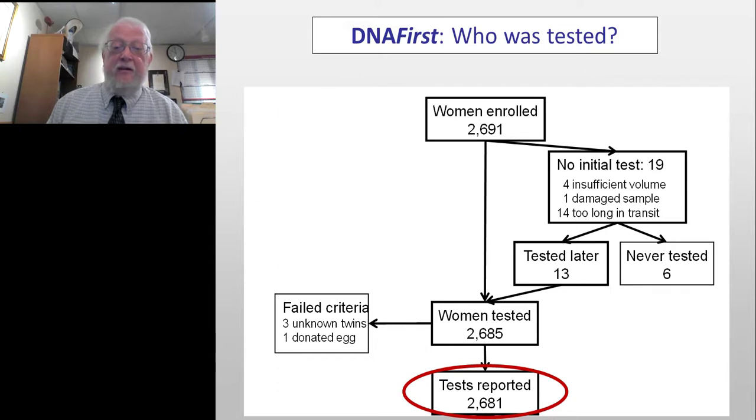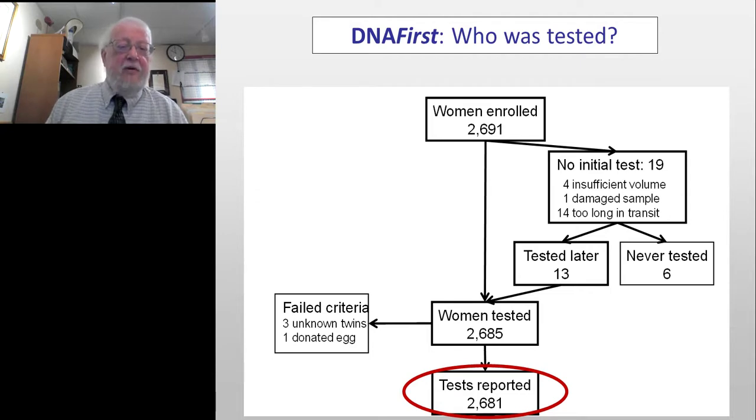This is depressing, that a woman wanted to have the test, and there was either insufficient volume, damage, or it got lost, and 6 of them just kind of gave up. That's unfortunate. 13 came back. So this number of women got tested. We were using the SNP methodology. This was a study funded by Natera.